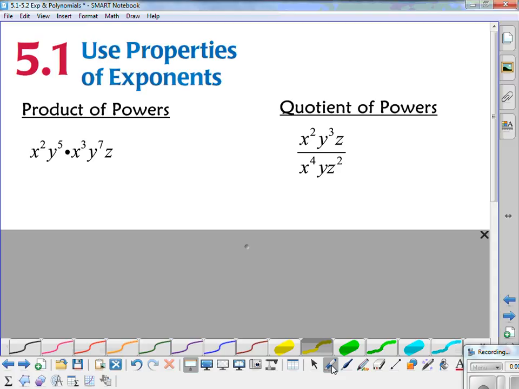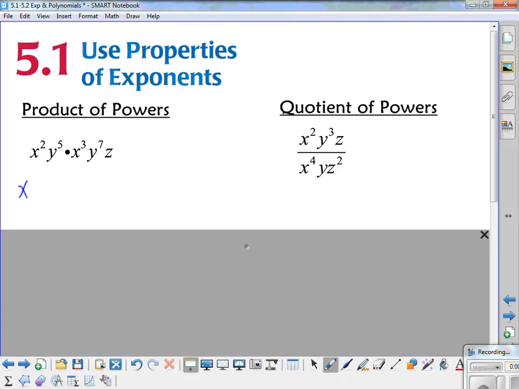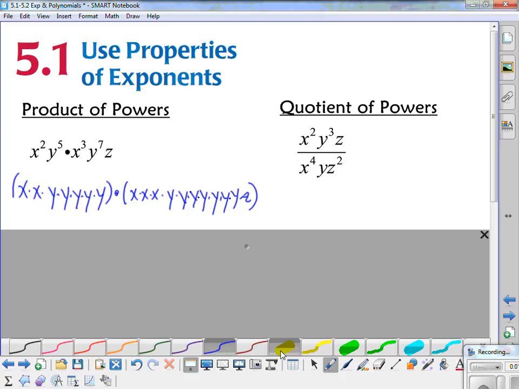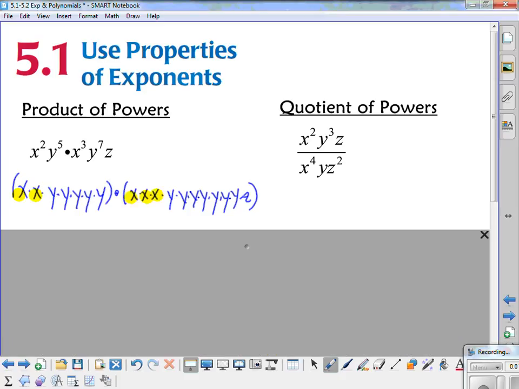So product of powers, that's when I have variables or numbers with powers that are being multiplied together. So if I have x squared y to the 5th times x cubed y to the 7th z, if I write it out the long way, x squared would be x times x, and then y times y times y times y times y. That's my x squared y to the 5th, right? And I'm multiplying that times x 3 times and 7 y's. Okay. So what I really have is x times x times x times x times x. So what power is that?